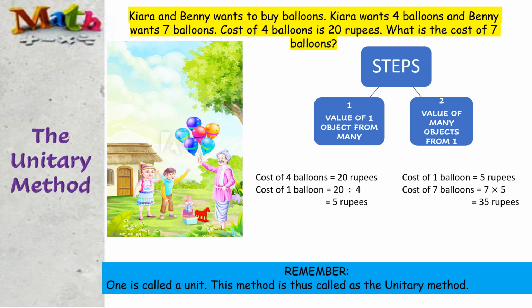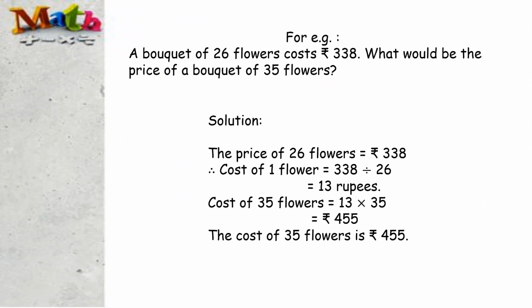Now children, keep in mind, this 1, as I said, in the step like value of one object, and then again from one object, this 1 is nothing but it's called a unit. Hence, this method, that is finding value of 1 from many and then from 1 to many, is called the unitary method. I guess you all understood how to solve it.